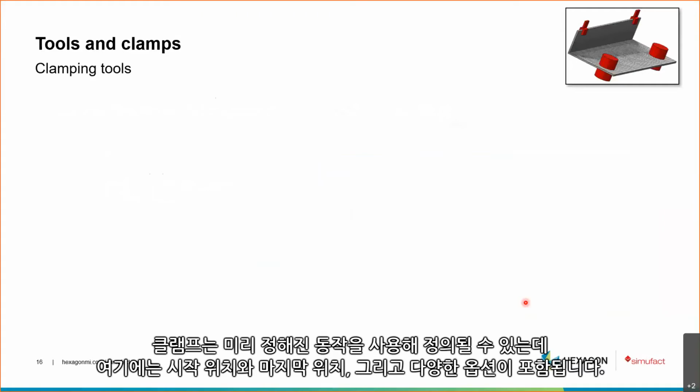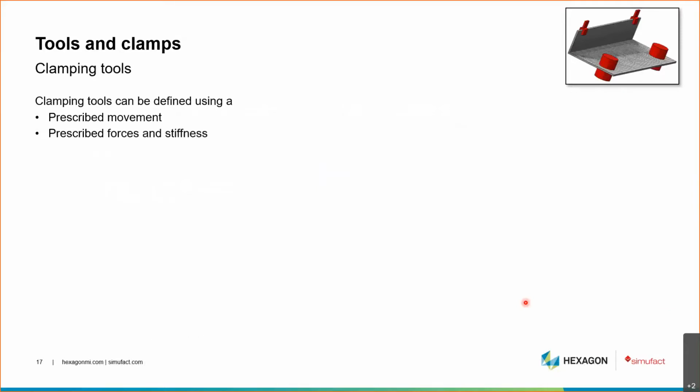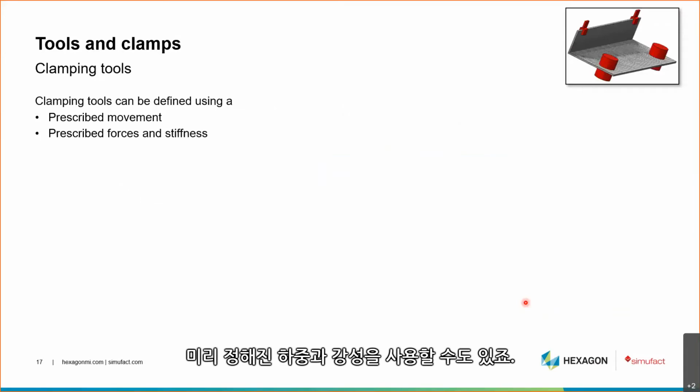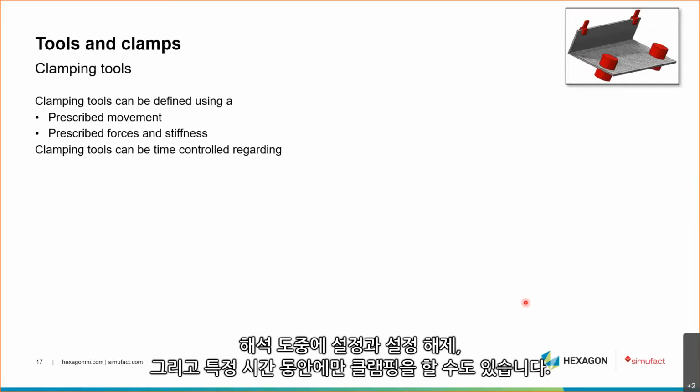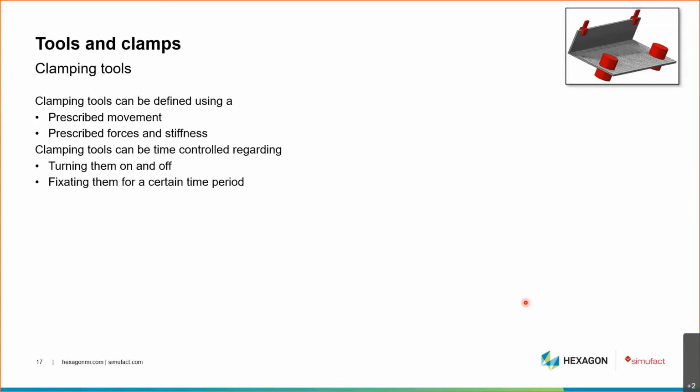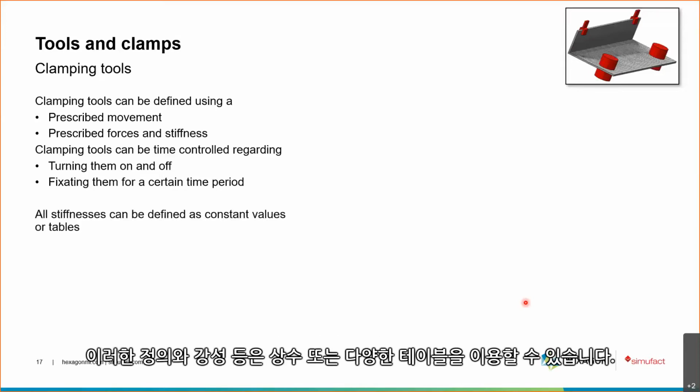The clamping tools themselves can be defined using a prescribed movement, so they can have some starting position, some end position, some velocity, prescribed forces and stiffnesses, and they can be time controlled regarding turning them on and off during the calculation, fixing them for a certain time period. All these definitions, like stiffnesses and so on, can be done using constant values or different tables.